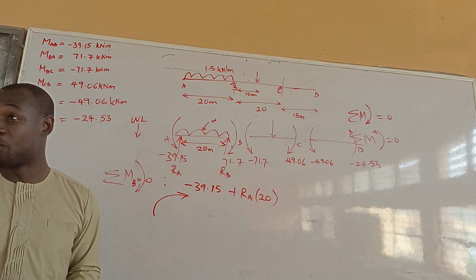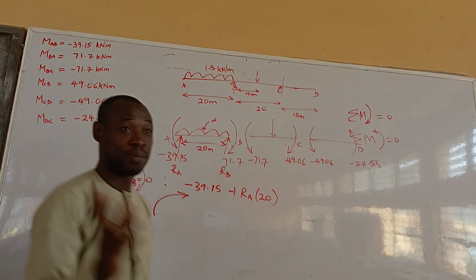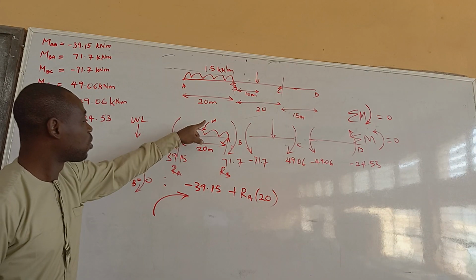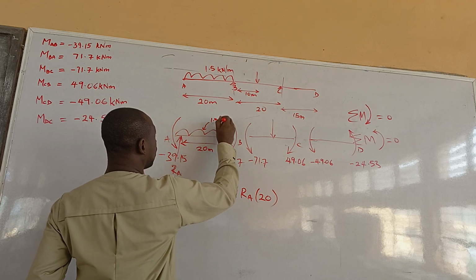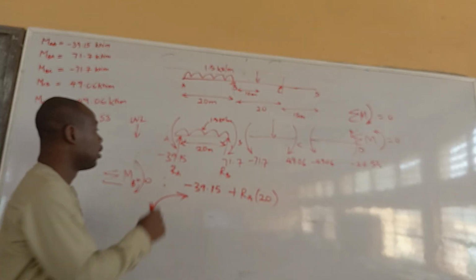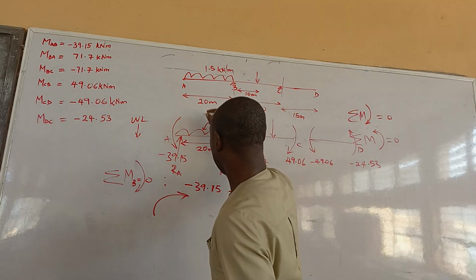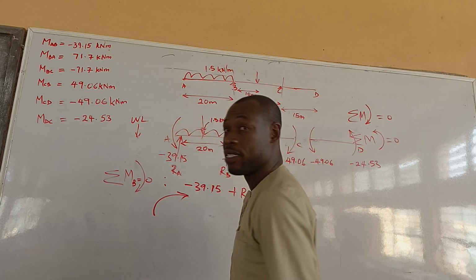You should know this. This is basic elementary mathematics. Since we said this one is 1.5 kilonewton per meter, if I want to turn it to a point load, it will be 1.5 times 20. Then it will be a point load acting at this point, right?